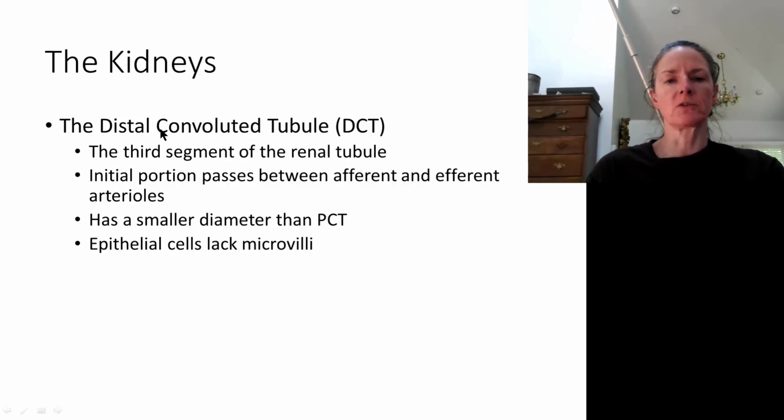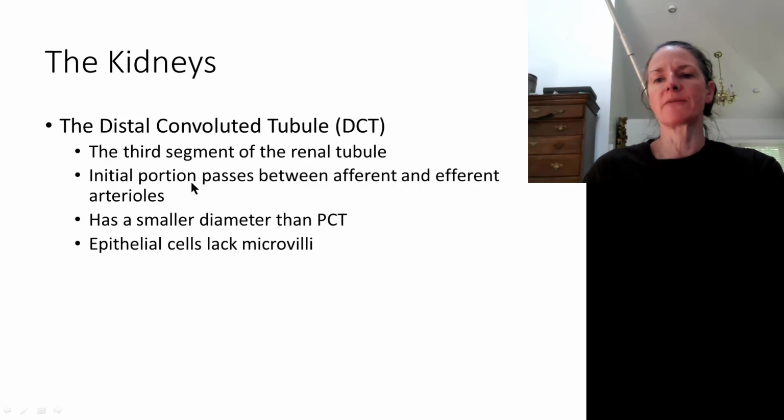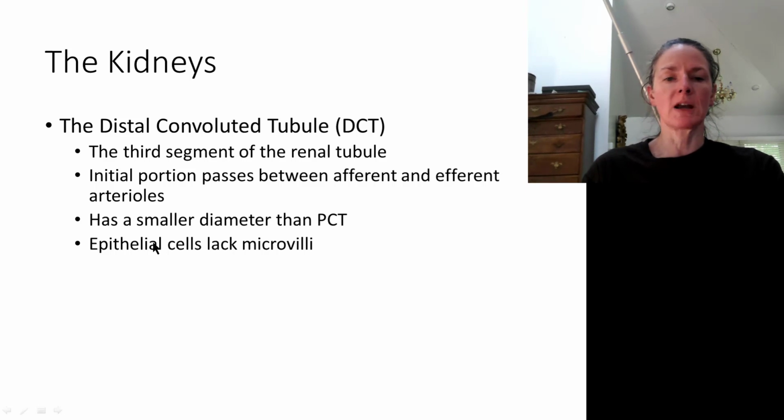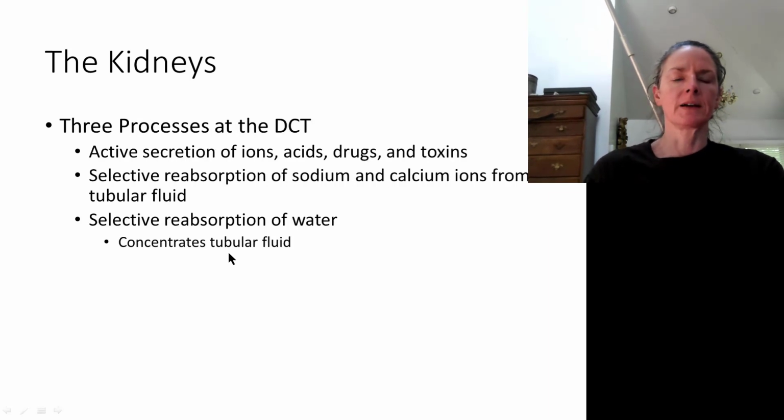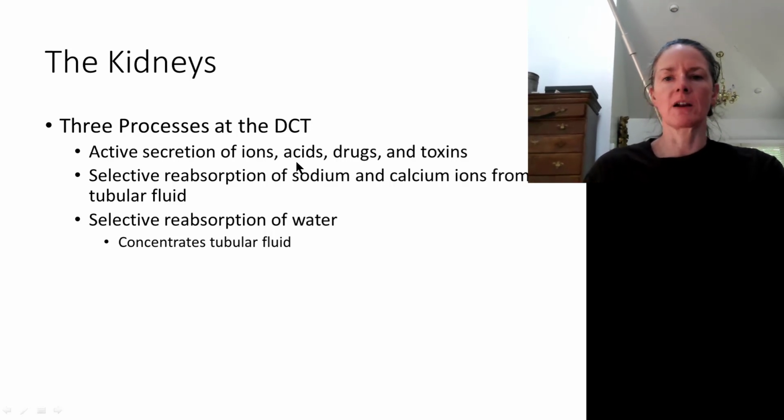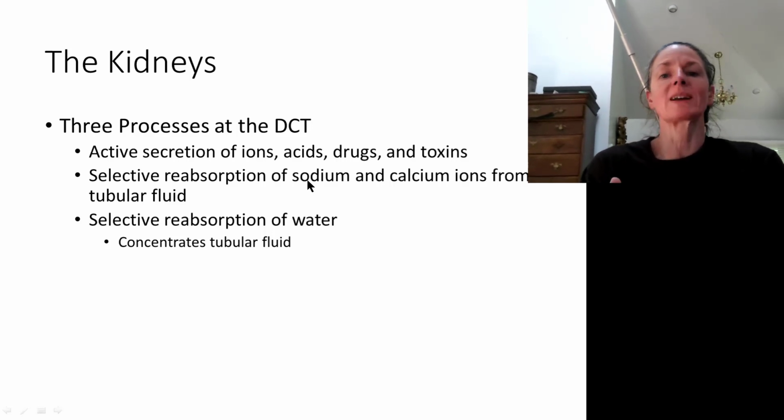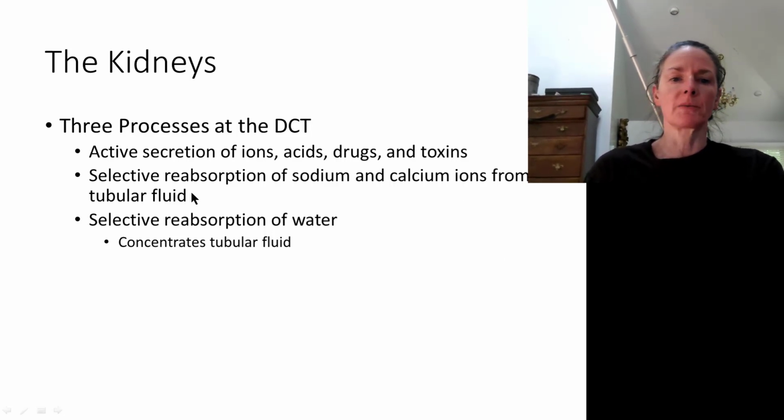All right, so the distal convoluted tubuli is that third segment, and as we know, the initial portion is what's going to pass between the afferent and efferent arterioles, and it's going to have a smaller diameter than the proximal convoluted tubuli, and as we saw earlier, the epithelial cells are going to have very few microvilli. And here we're going to have a lot of active secretion of ions, acids, hydrogen ion, we're going to see a lot of that, some bicarbonate ion, drugs, inactivated drugs, and toxins. We're going to have selective resorption of sodium ions. Remember, our aldosterone will increase this process of reclaiming sodium ions. And calcium as well, so we're going to have some calcium ions that will be resorbed from the tubular fluid.